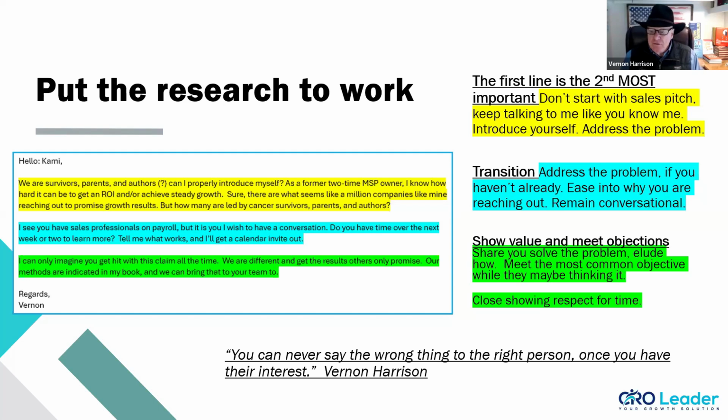I can only imagine you get hit with this claim all the time: we are different and get results only promise. Our methods are indicated in my book, and we can bring that to your team. Now, as an MSP who's trying to reach out to people, I don't know if you've written a book or a white paper, and you might not want to call that out.